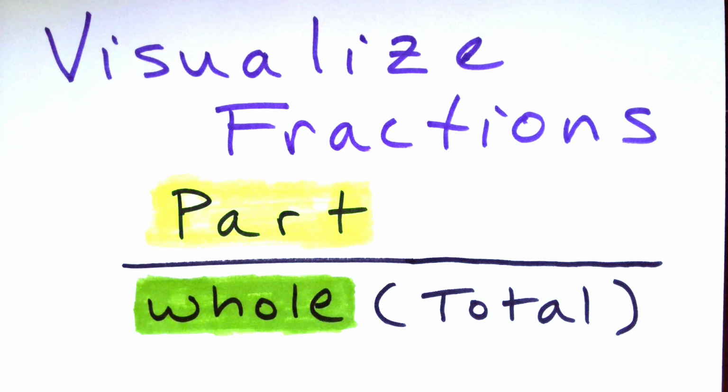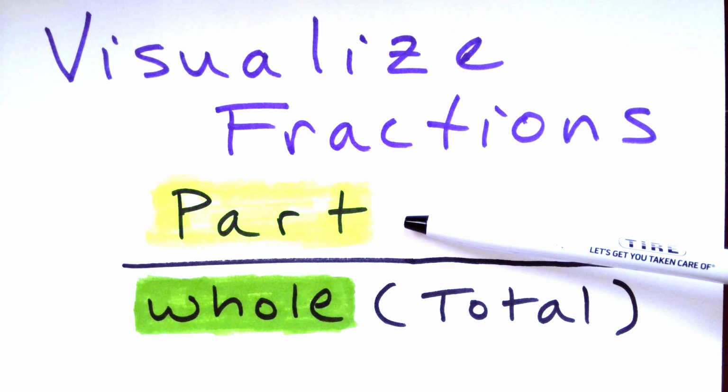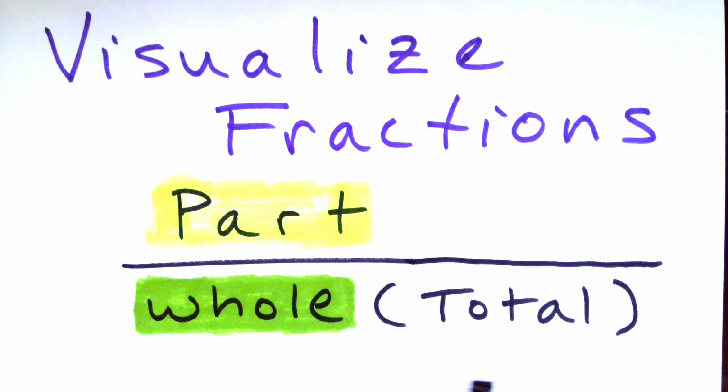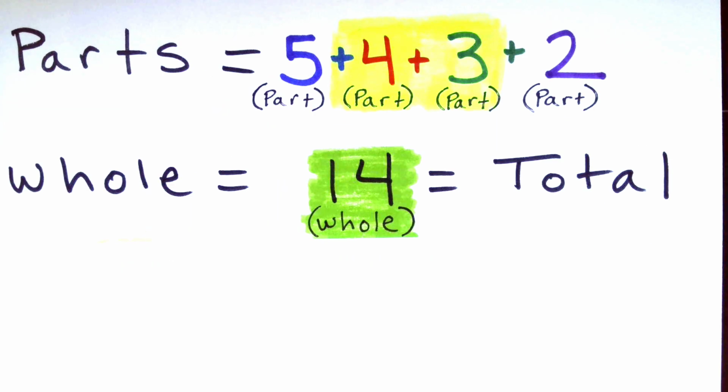Okay, so again, let's try to visualize our fractions. A fraction is part over the whole, or the total. You put the parts on top, you put the whole possible value on the bottom, and you've created your fraction. The parts are all the different color coins that we have. This question is asking what fraction would represent both the red coins and the green coins.